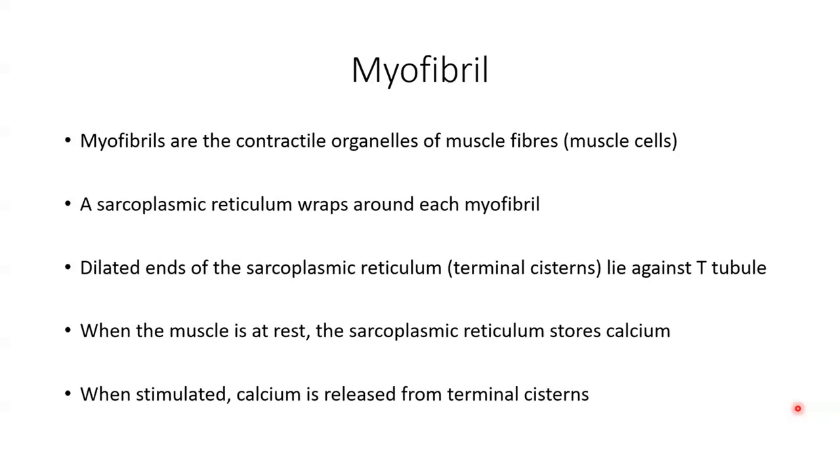Now, wrapped around each myofibril is a fluid-filled system of membranous sacs, which we call the sarcoplasmic reticulum. The sarcoplasmic reticulum is similar to the smooth endoplasmic reticulum in cells that are not muscle cells. The dilated ends of the sarcoplasmic reticulum are called terminal cisterns, and they butt up against the T-tubule on either side. In a relaxed muscle, the sarcoplasmic reticulum stores calcium ions. When that muscle is stimulated, the release of calcium ions from the terminal cisterns of the sarcoplasmic reticulum is what will trigger muscle contraction.